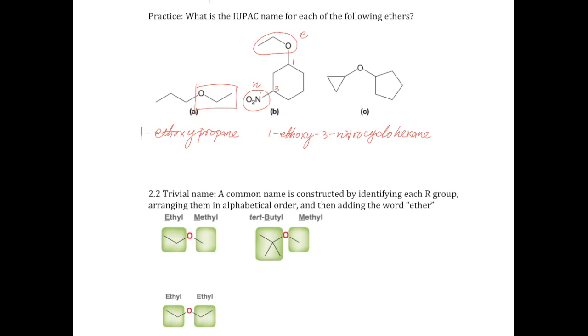What about this one? Which side is bigger? So cyclopentane is bigger, so this will be your substituent. So it's going to be cyclopropoxy, cyclopentane. I hope that's fairly straightforward.